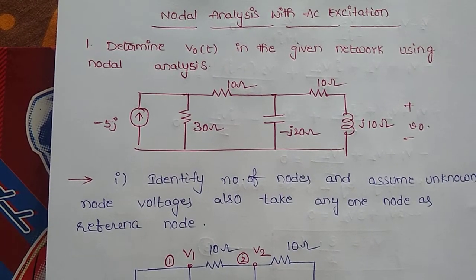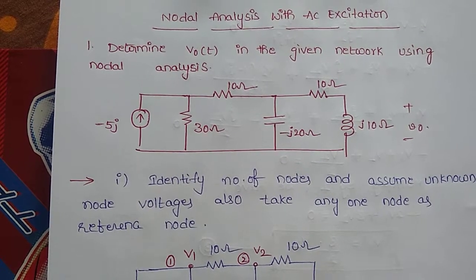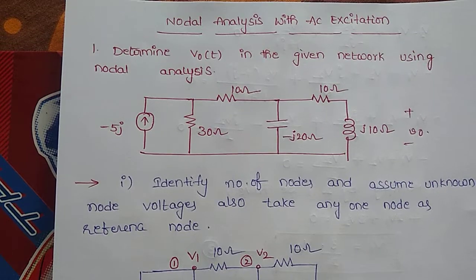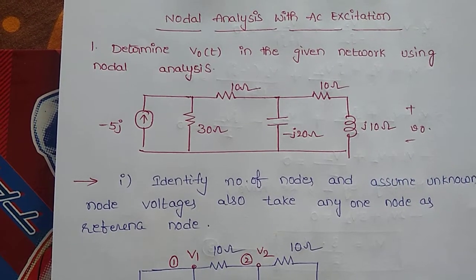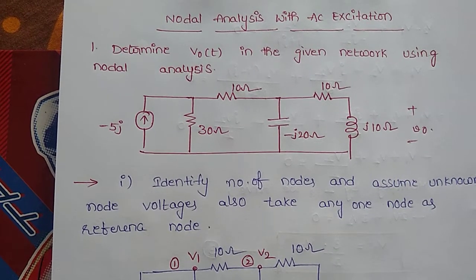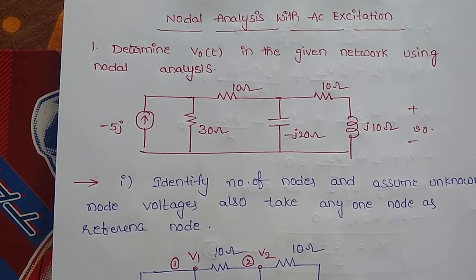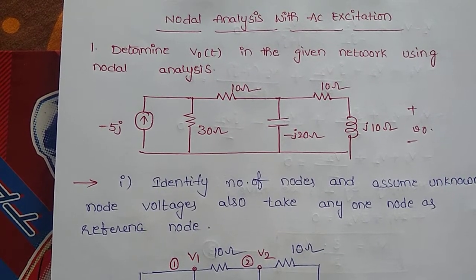Kirchhoff's current law is nothing but the algebraic sum of all the currents at any particular node equal to 0. So we can apply nodal analysis just by identifying the number of nodes in the given network. Out of all these nodes, any one node is taken as the reference node.